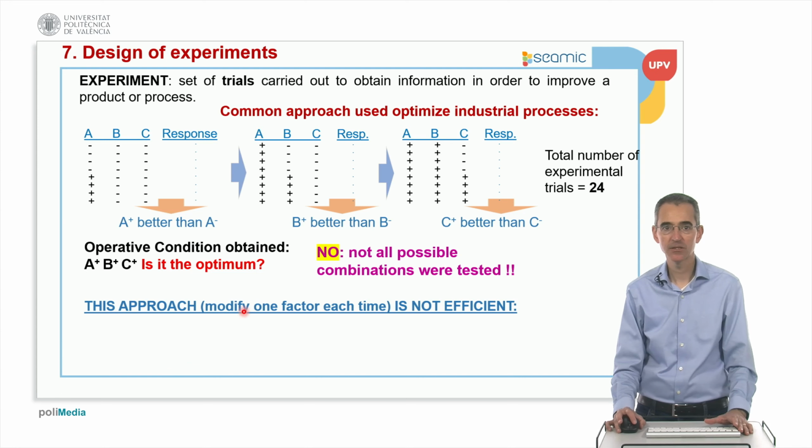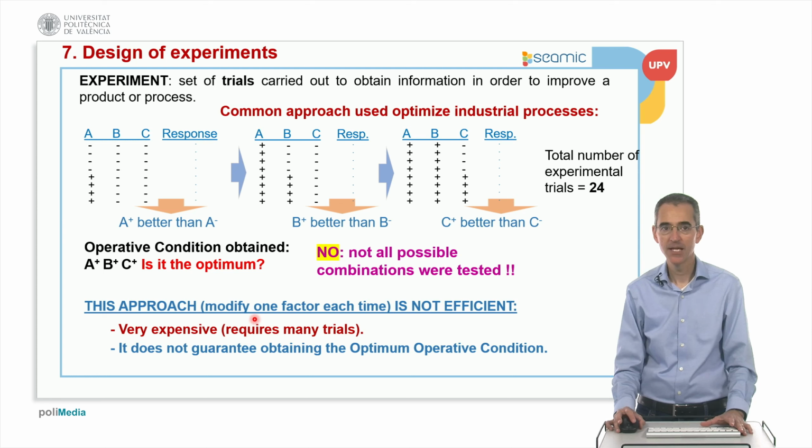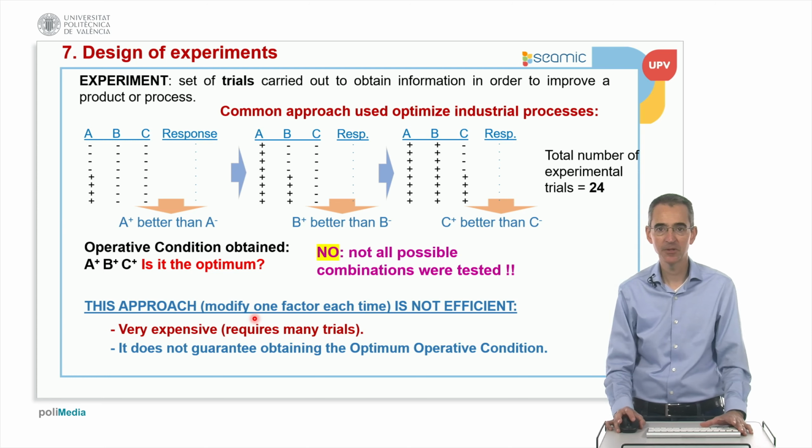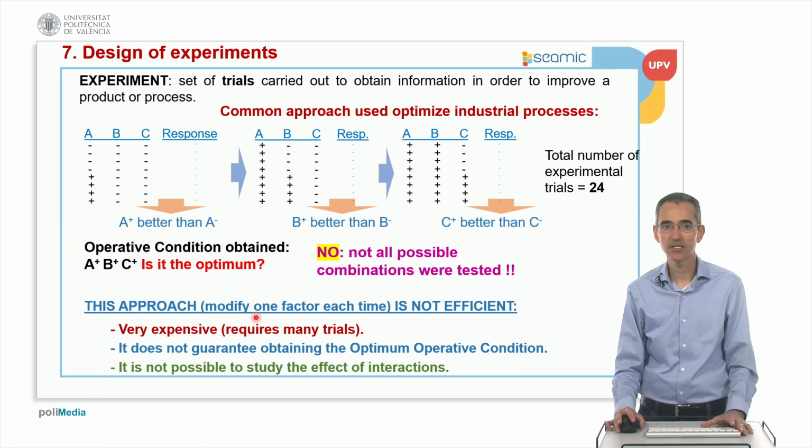This approach is called modify one factor at a time. It's not efficient. It's very expensive because it requires many trials, and also it does not guarantee obtaining the optimum operative conditions, and also it's not possible to study the effect of the interaction.